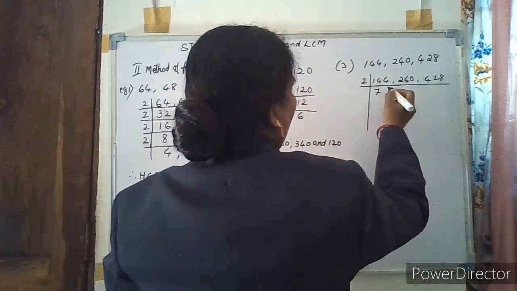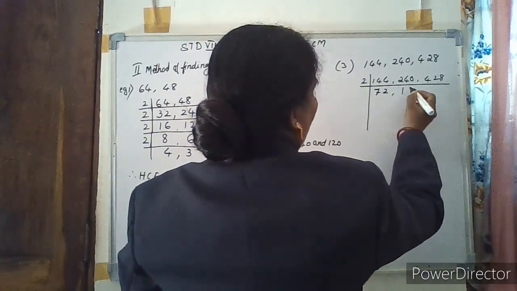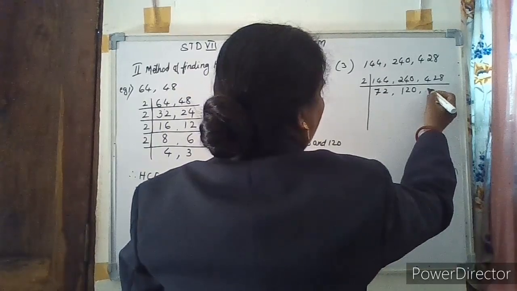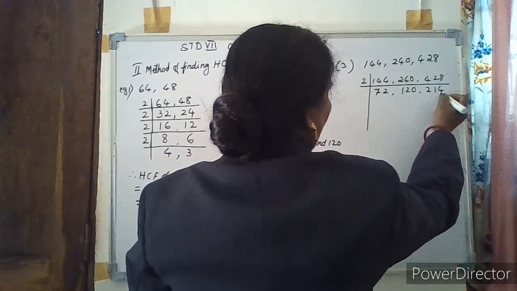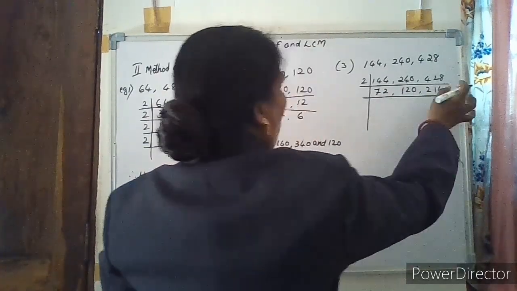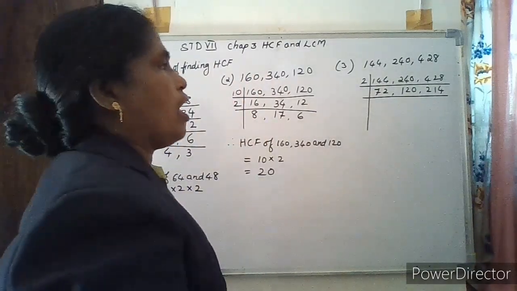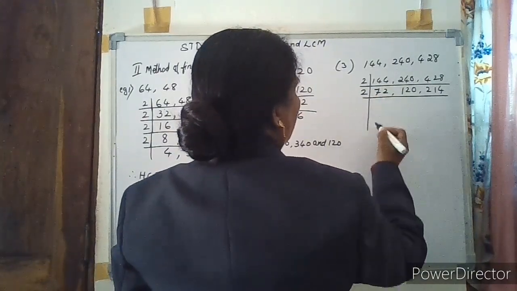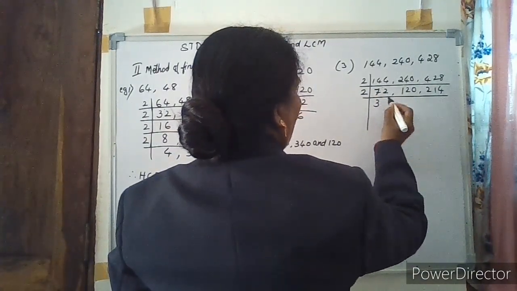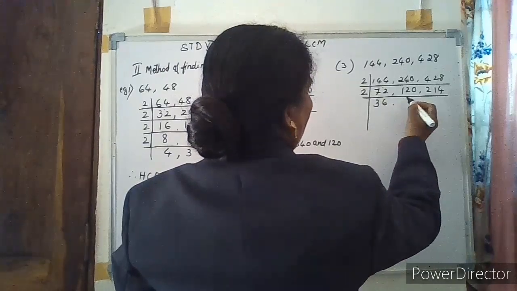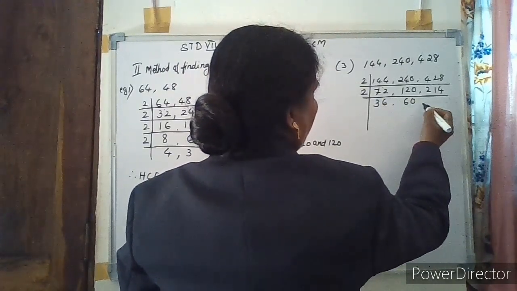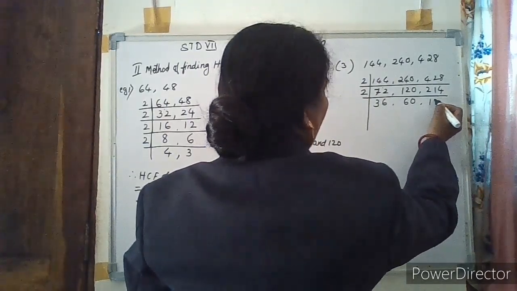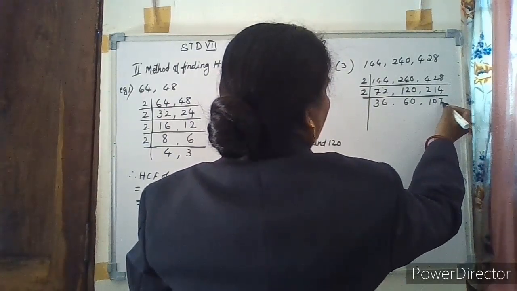2 sevens are 14, 2 twos are 4, 2 ones are 2, 2 twos are 4, 0. Then 2 twos are 4, 2 ones are 2, 2 fours are 8. Now all these three numbers are again even numbers, so again we can divide all three by 2. 2 threes are 6, carry 1, 2 6s are 12. 2 6s are 12, 0. 2 ones are 2. Now 1 is not divisible, put a 0 here. 2 sevens are 14.